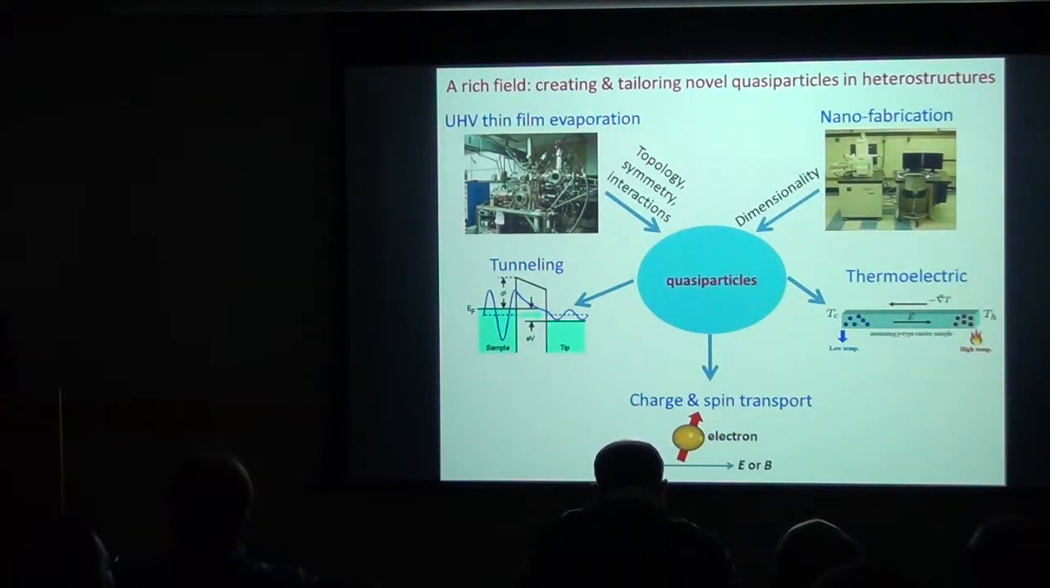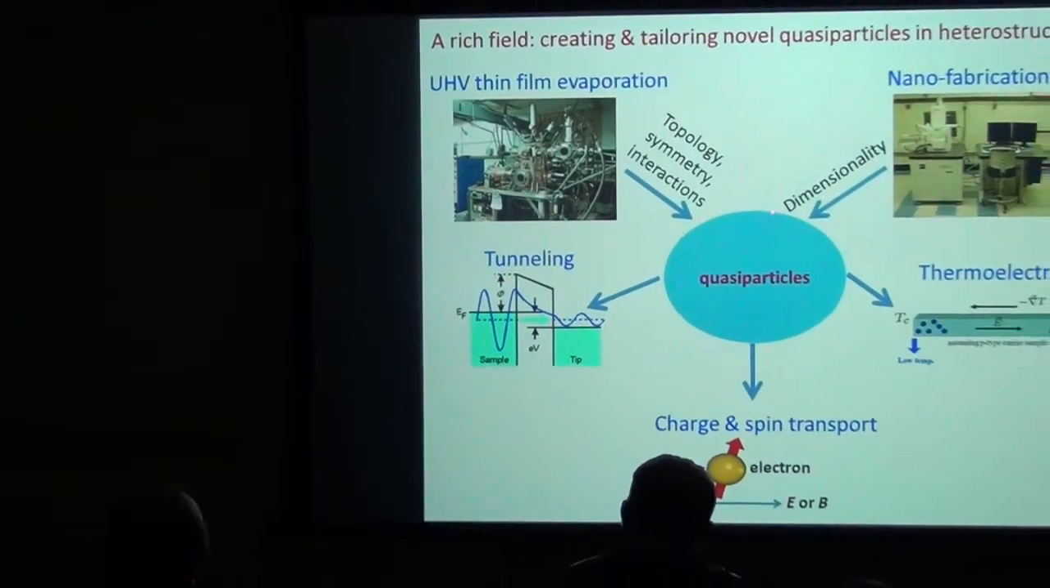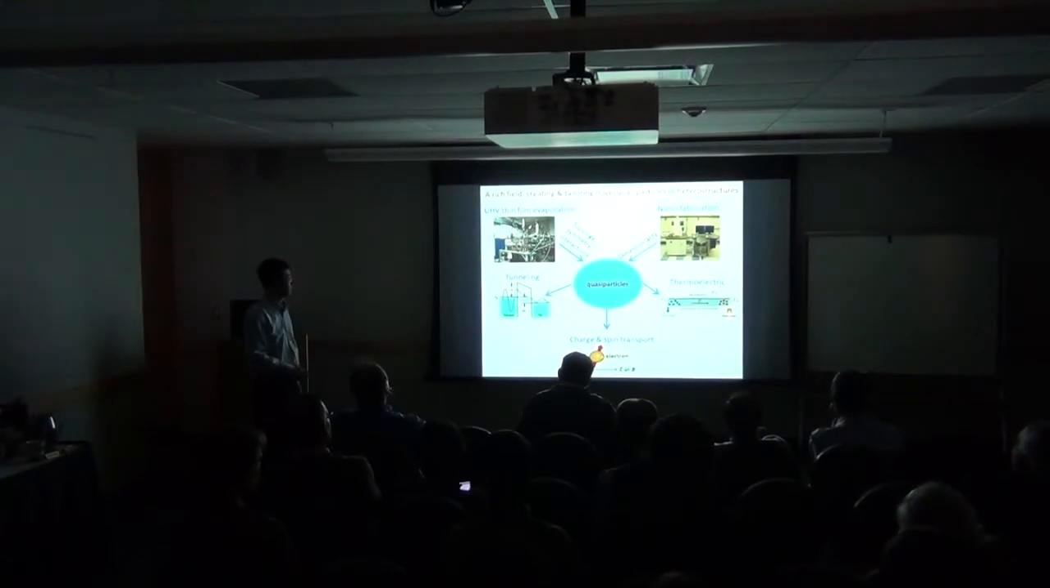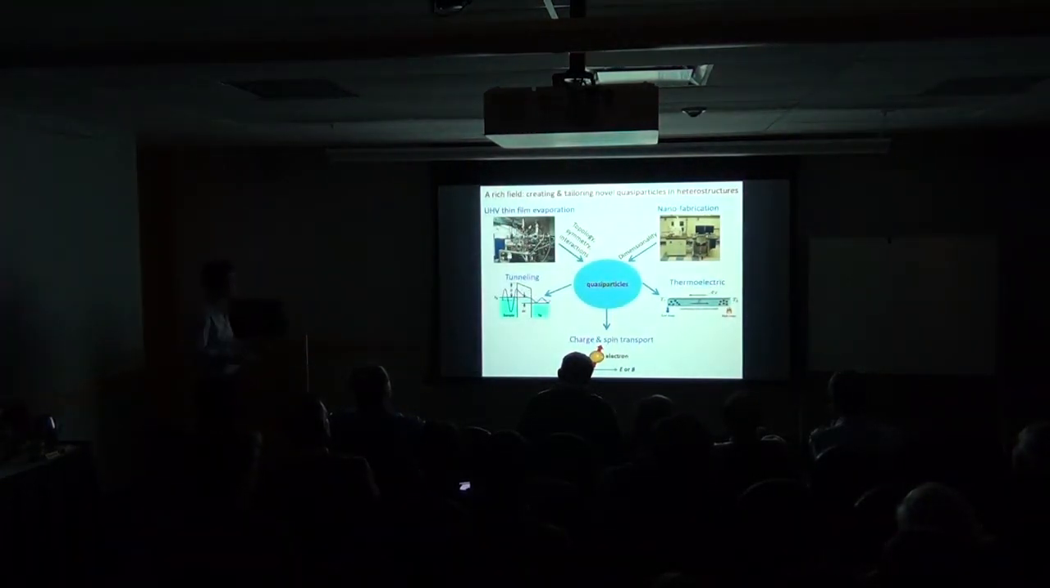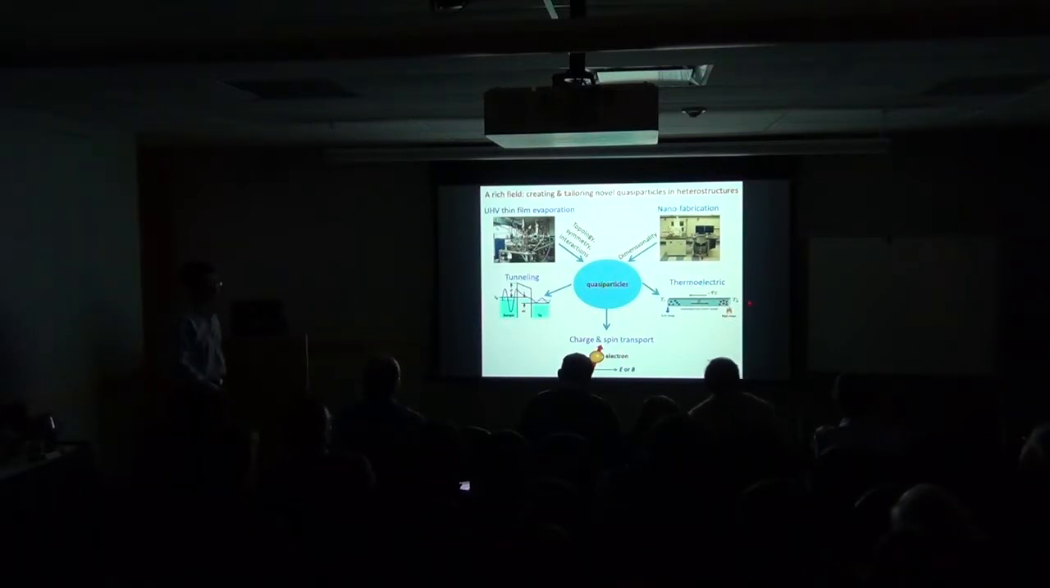And the approach I use is heterostructures. Besides that, I can add dimensionality to the material, to the heterostructures. And you can see how the dimensionality tunes the quasiparticle states, or creates new quasiparticles, such as Majorana fermions. To probe the novel quasiparticles, I can use tunneling to probe the density of states of the material. I can even study the charge and spin transport, and also thermoelectric, which will give me a rich picture of what the electronic properties of quasiparticles are and how to use them.